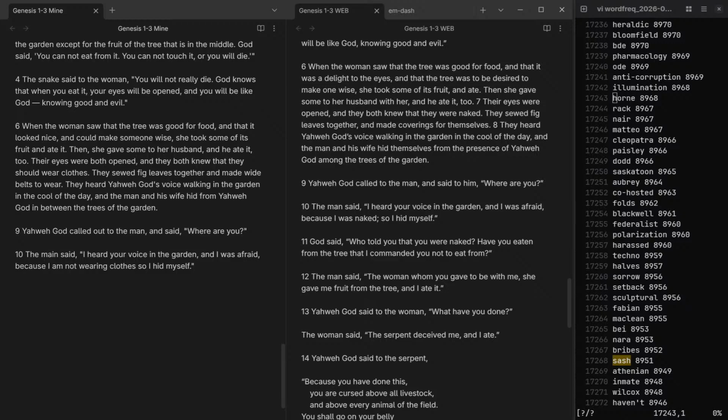Wide belts to wear. We could really just say skirt, though. I'm going to put that. They made skirts to wear. What, you know, because they didn't have anything else. Okay, so verse 10. I heard your voice in the garden. I was afraid because I was naked, so I hid myself.